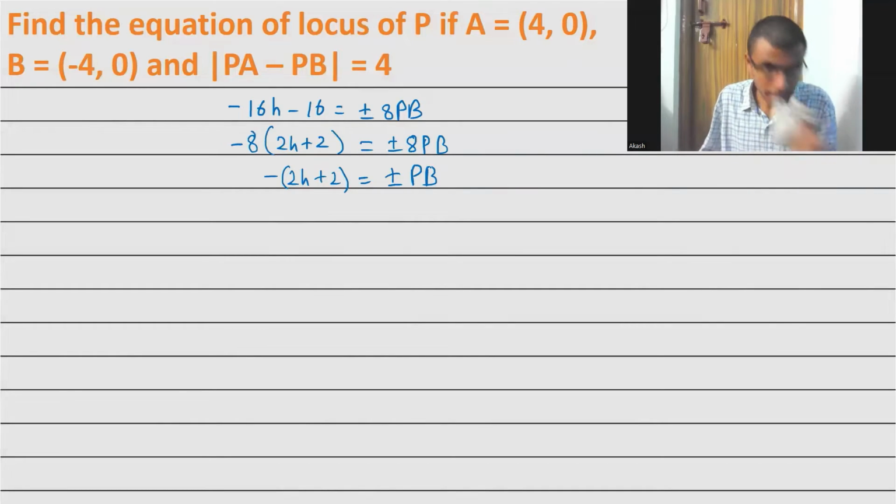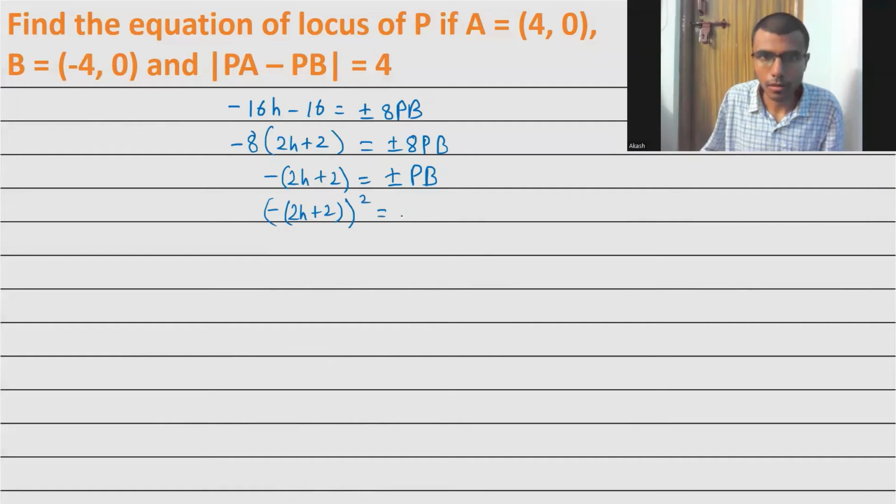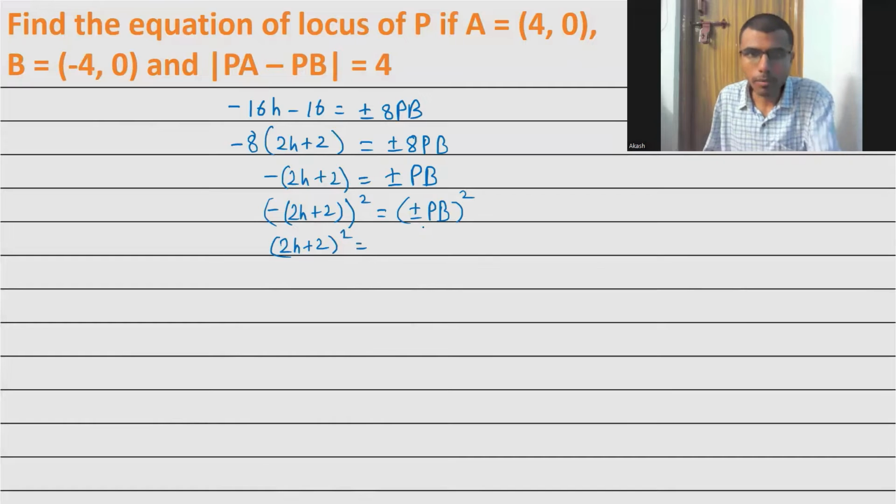Right? Now, let's square on both sides again. So I have minus of 2h plus 2 whole square is equal to plus or minus pb whole square. Now, since we are squaring minus, this would go away, and I'd be left with 2h plus 2 whole square is equal to, again, plus or minus, it's within the square, so it doesn't matter whether it is plus or minus, because if it is squared, ultimately we are going to get plus. So this would be nothing but pb square.